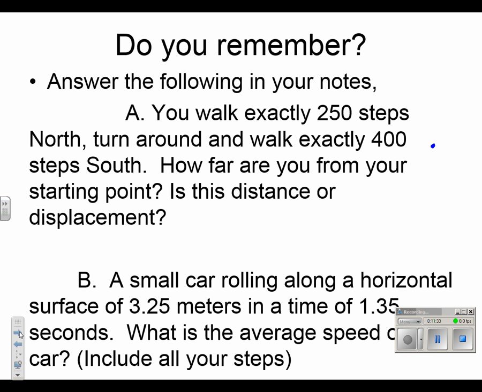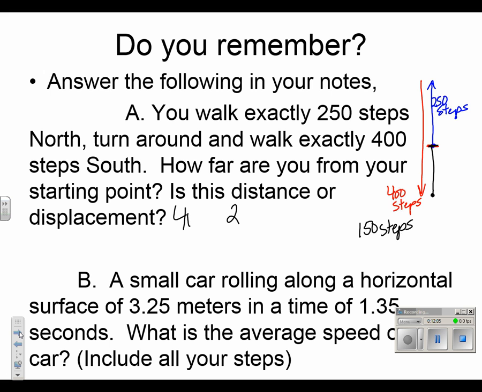Well, think about it. We start here, and we go 250 steps this way. We're then going to turn around and walk 400 steps this way. So, how far are we from our starting spot? Well, we just want to go from here to here, roughly. That would end up being 150, because when I take 400 minus 250, I end up with 150 steps, and I'm actually south of where I started.